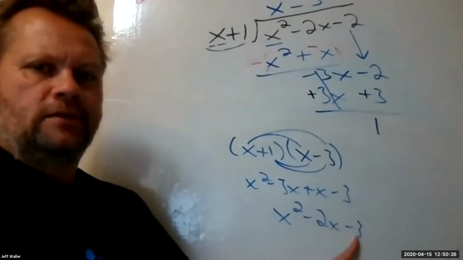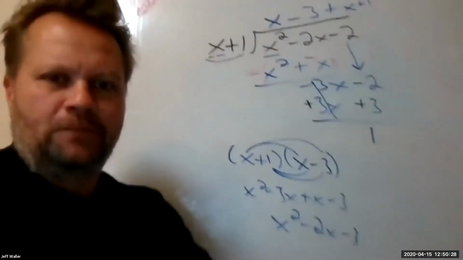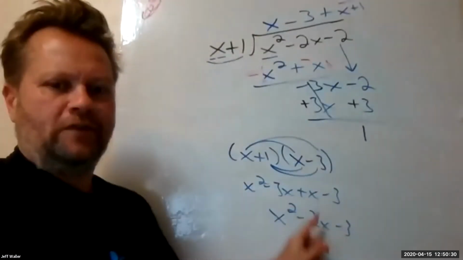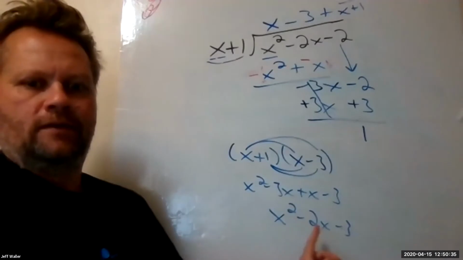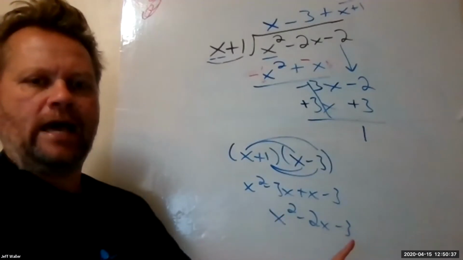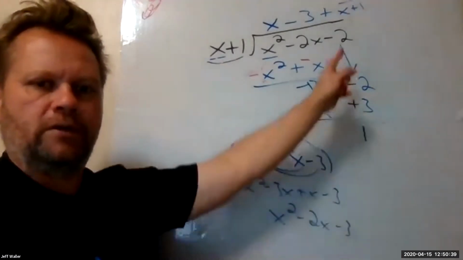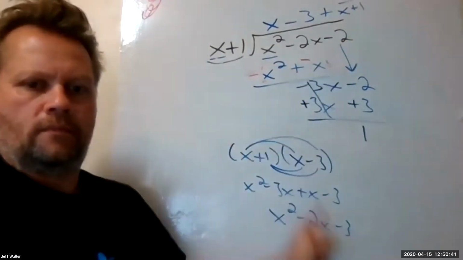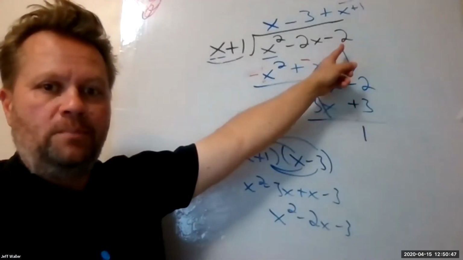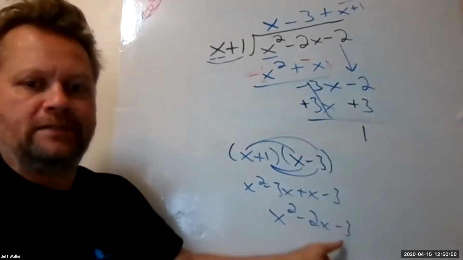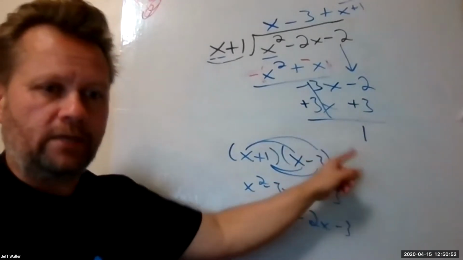How far off is that? Oh, shoot. There we go. How far off is that from this? They're not the same, right? How far off are they from each other? Negative 1. They're 1 apart, right? This is 1 more than that. That's the remainder. That's the remainder 1.